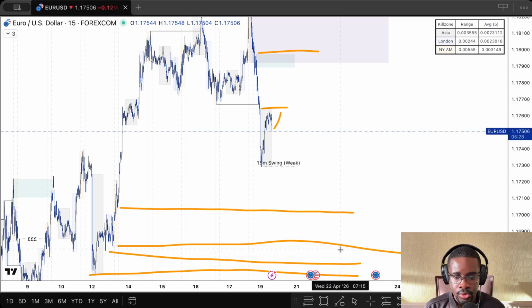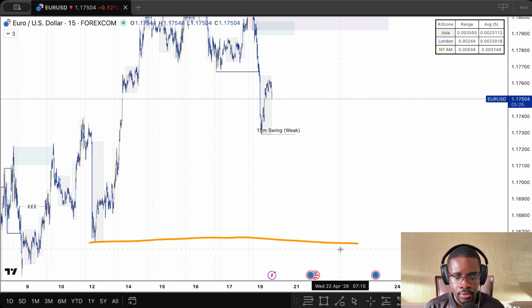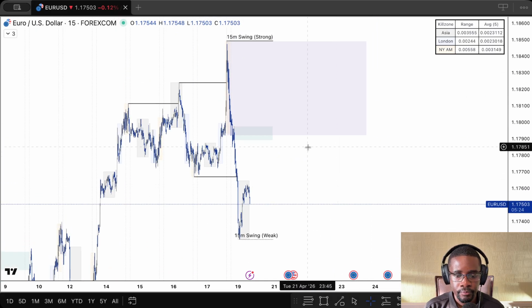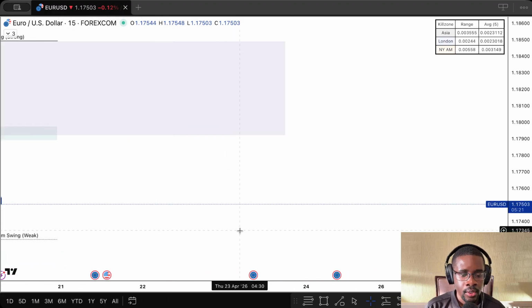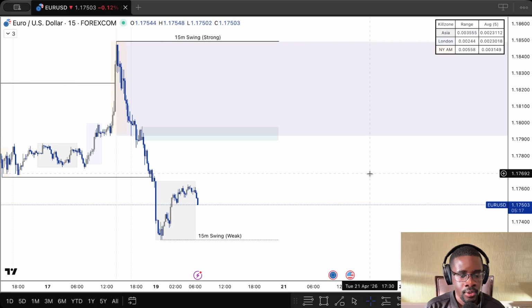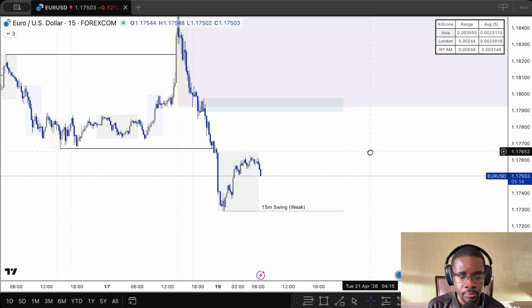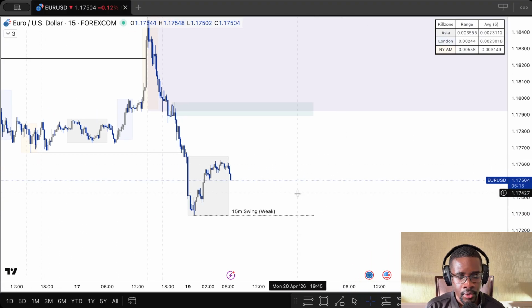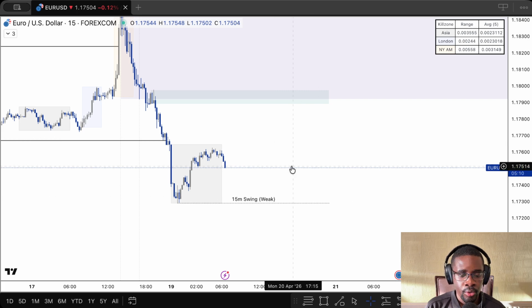Okay, so right now bias is not very clear. What we can see though is that there's a high likelihood that price will continue bearish.